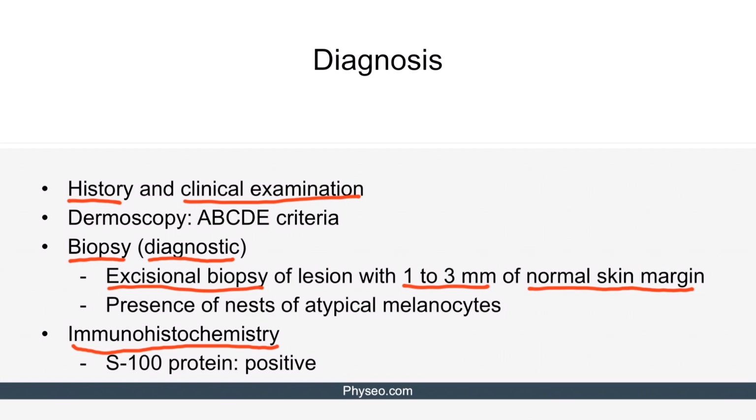So, what is S100? Well, this is a tumor marker that is positive in neural crest cell tumors. Now, it's not specific for melanoma, because other tumors like neurofibromas and neural sheath tumors can also be S100 positive, but it is helpful. So just remember S100 protein positive.